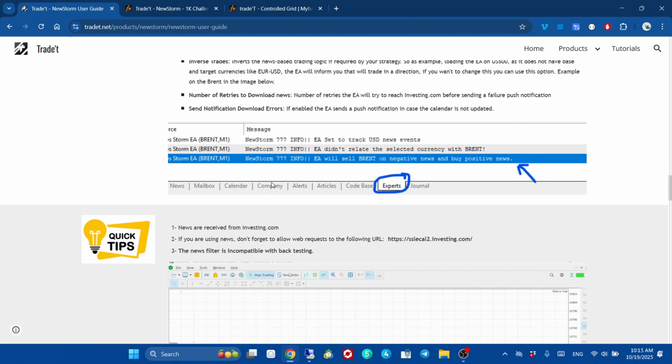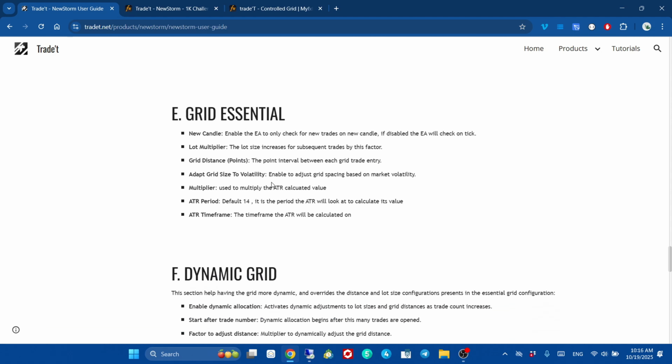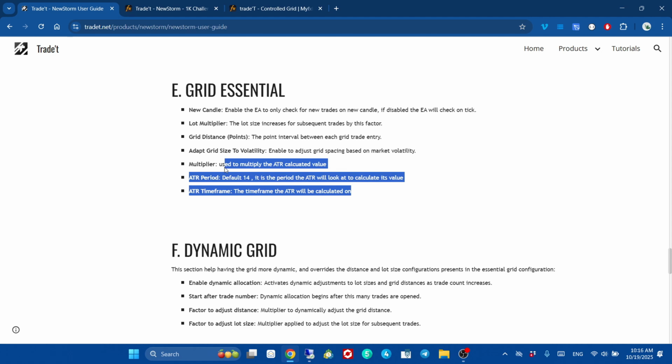And the last thing that we have added is related to the grid essentials, where before we had a kind of tolerance factor calculated based on ATR, but you as a user didn't really have the ability to change the 8-hour period, the ATR time frame, and so on. Now, I replaced that configuration with three inputs, which are the multiplier, the ATR period, and the ATR time frame.